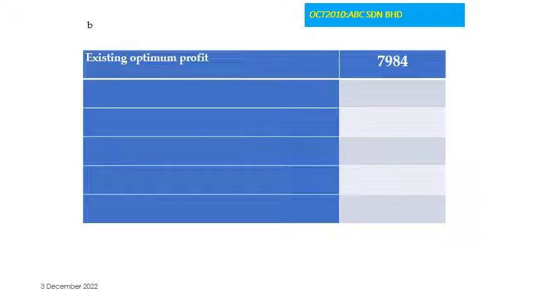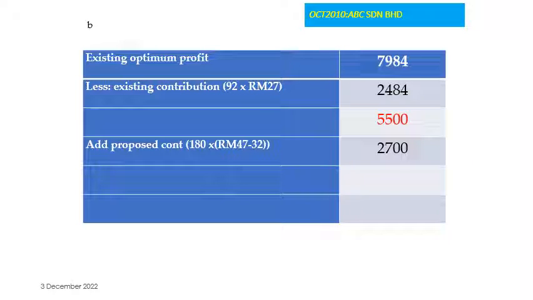Okay, and then requirement B, you can prepare based on this table. Okay, you take the 7,984 and then you less existing contribution. We exclude contributions from your third product just now. We make adjustment later. Okay, and then you add proposed contribution because you buy product R from outside supplier, so you have extra capacity to produce last ranking product.